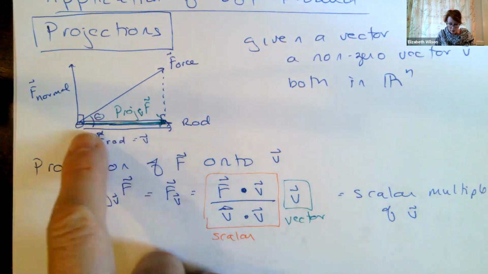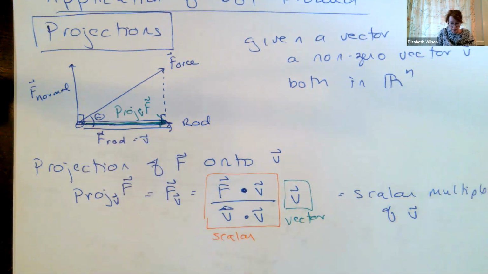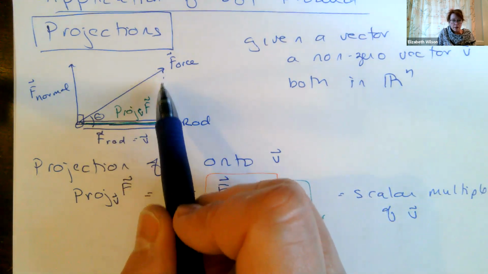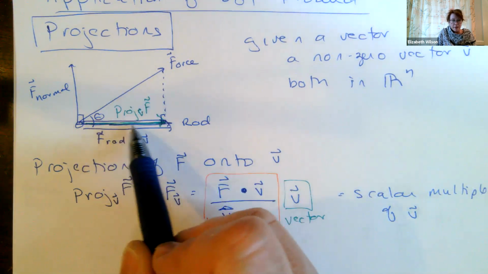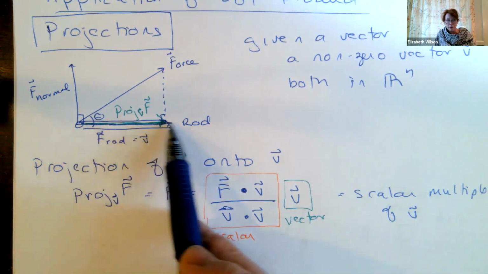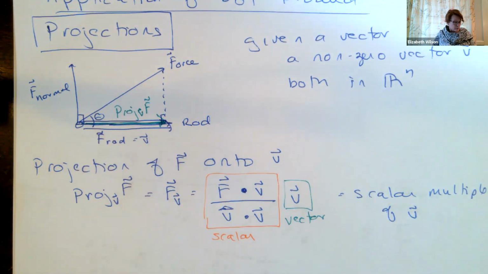Right here, this force on the rod, it could be longer, it could be shorter, but when I project this force onto the rod, I'm going to get this scalar multiple of that vector going this way, okay? All right.